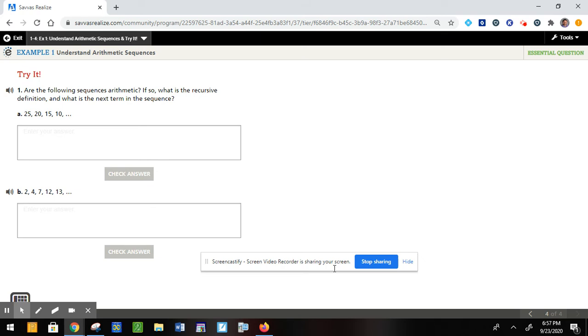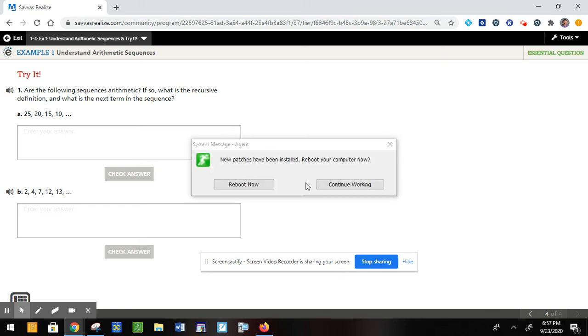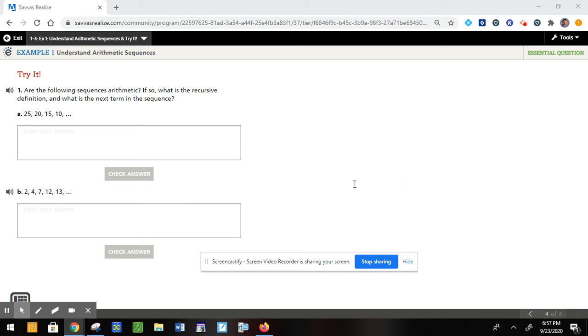All right, so let's try it. All right, are the following sequences arithmetic? Well, again, you pause it, you try it, but then hit play once you've tried it. Are the following sequences arithmetic? If so, what is the recursive definition? What is the next term of the sequence?